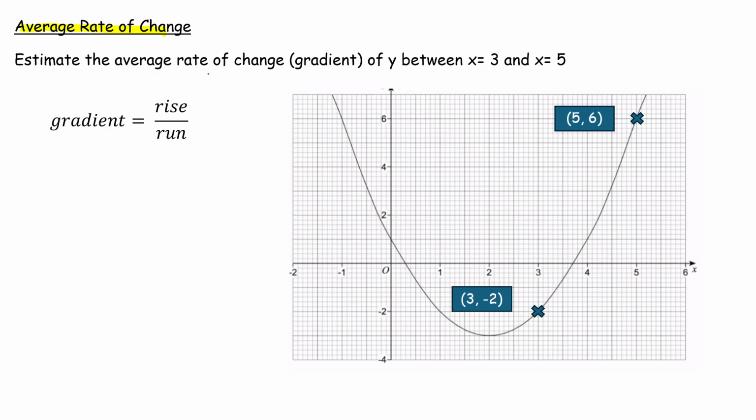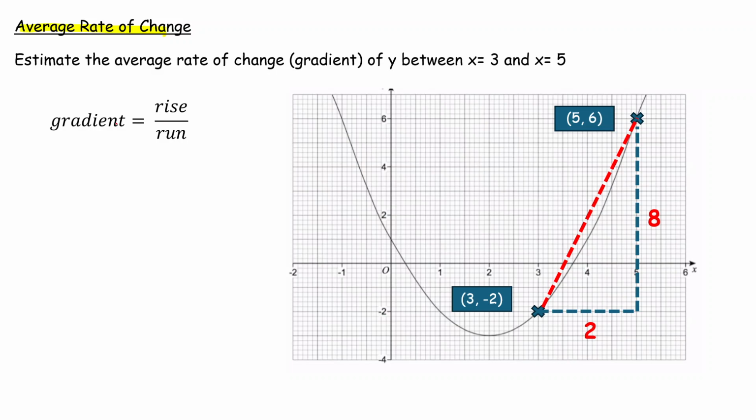So to get the gradient now between these 2 points, this is just grade 5 stuff. Join the 2 points up with a straight line because we're looking at the average. And I draw in my triangle because when we find the gradient of a line, we go and draw on our triangle. And we're saying, well, we're going across in the positive direction by 2 units. Okay, so from 3 to 4 to 5, up by 2. And then we're going up by positive 8 units. Okay, going up by 8.